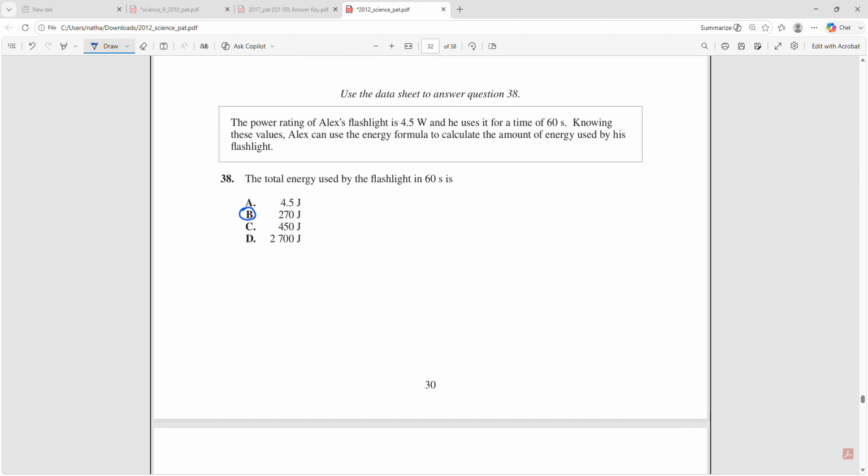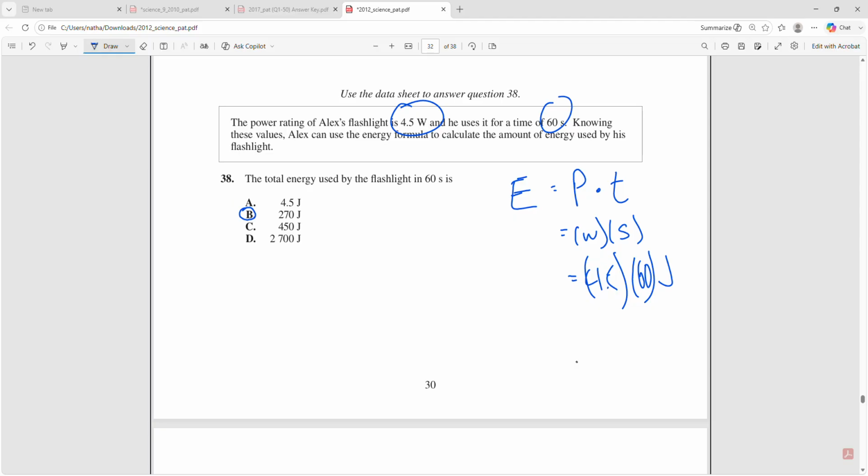Okay, the power rating of Alex's flashlight is 4.5 watts, and he uses it for 60 seconds. Knowing these values, Alex can use the energy formula to calculate the amount of energy used by his flashlight. So energy is equal to power times time, power in watts and time in seconds, and that gives us an answer in joules. Energy is measured in joules. So we have 4.5 watts times 60 seconds, and we get 270 joules.